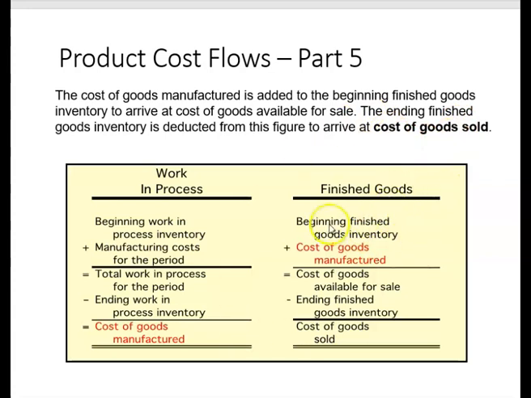Okay, so we're going to have beginning finished goods plus the number we just calculated, cost of goods manufactured. That together tells you your cost of goods available for sale, so that's just a subtotal. Minus ending finished goods gives you cost of goods sold. So you see over and over again that we're doing that beginning plus what we add minus ending gives you the number we're looking for. So we're using that same formula all throughout here.